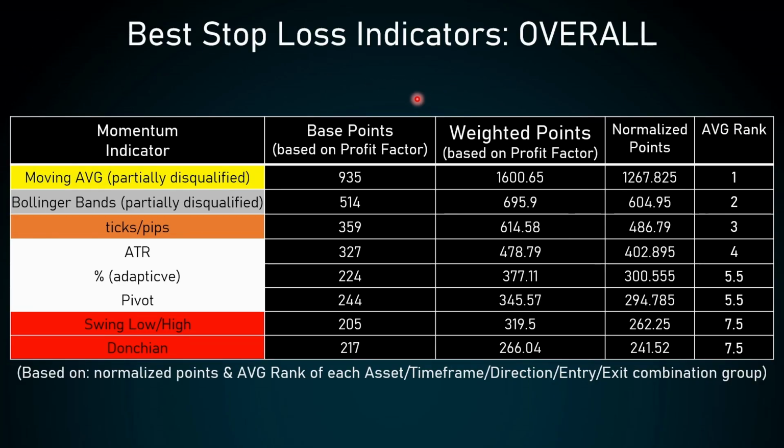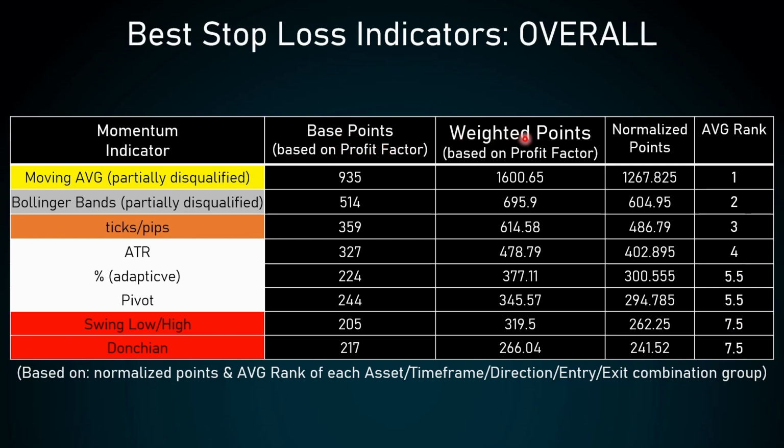Moving on, here are the results for the best stop-loss indicators overall. In the first column, I listed all the stop-loss indicators. In the second one, the base points, then the weighted points, then the normalized points, and the average rank. The normalized points is just the average of the base points and the weighted points. And the average rank takes into consideration both the base points and the weighted points, and takes the averages of each indicator's rank in those two groups.